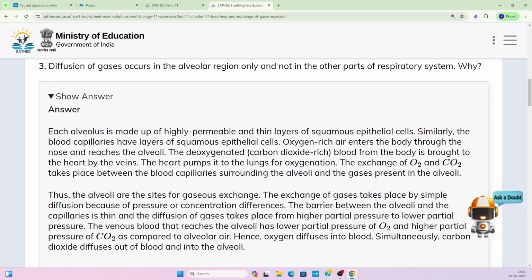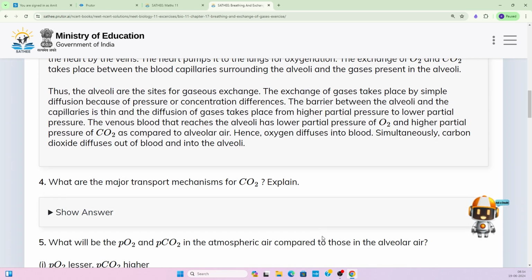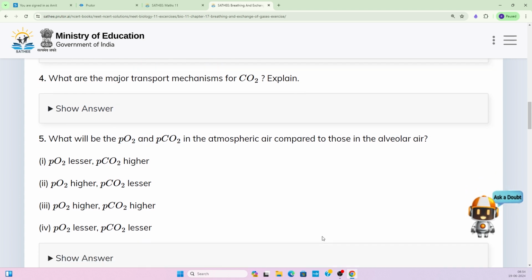So the diffusion here, what is the mechanism by which the gas exchange is taking place, right? So that is the diffusion of gases that is occurring at the alveolar region, right? Okay, moving to our next question.